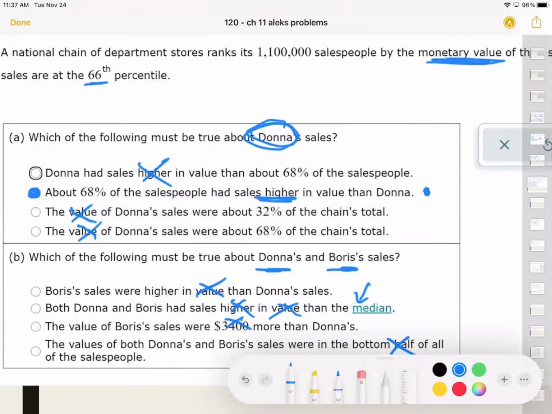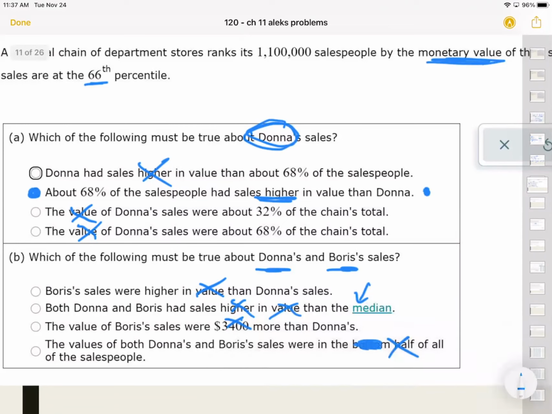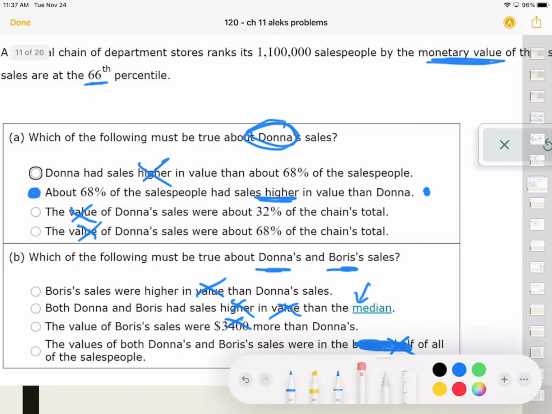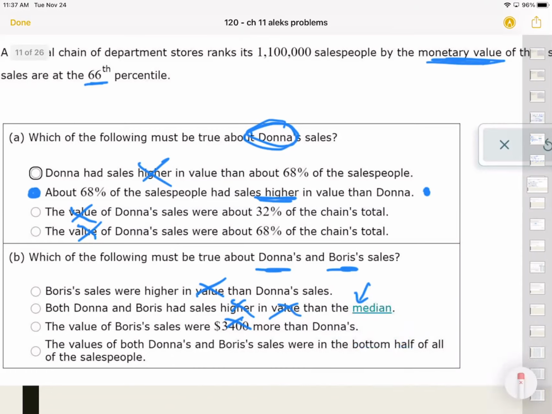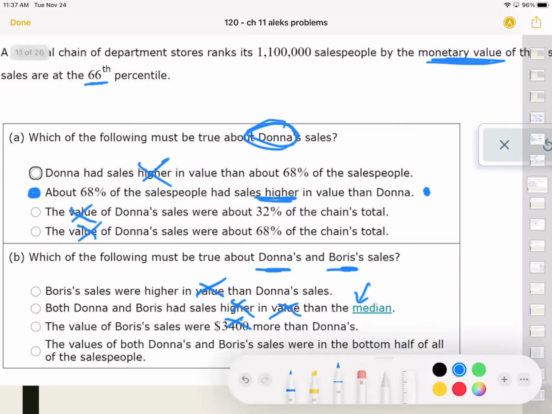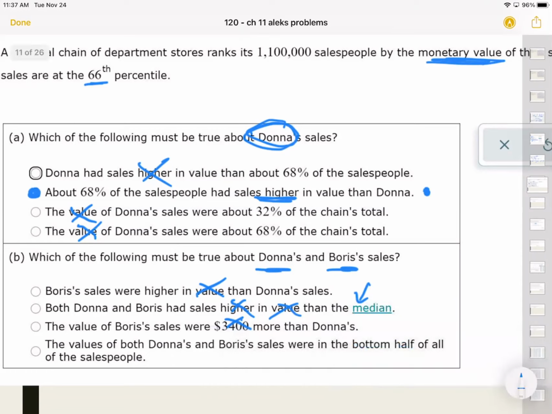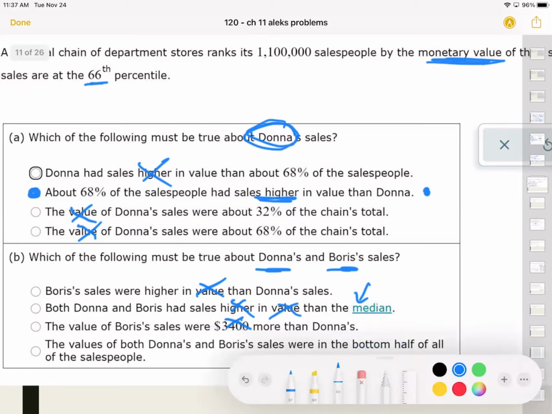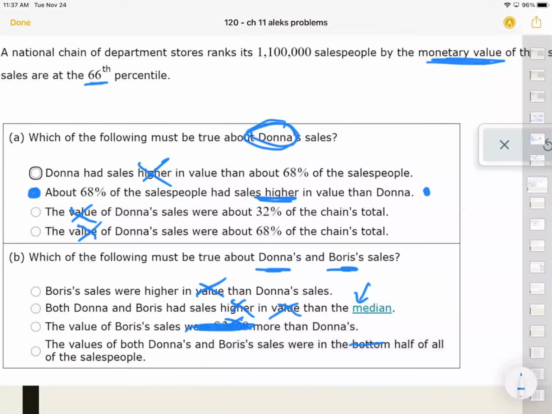Because one of them is 32, one of them is 66. So they are not in the bottom half of this item. So we know we can eliminate that. We don't know the actual value of this item, so we can eliminate the actual value itself. Right? We don't know how much they make. We know that they are not in the bottom half.